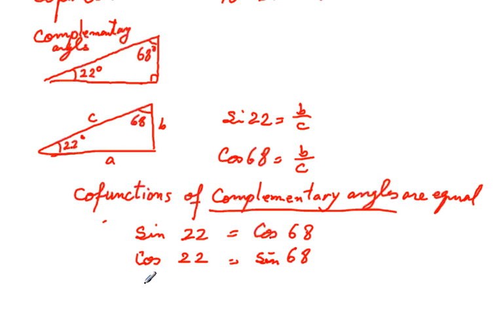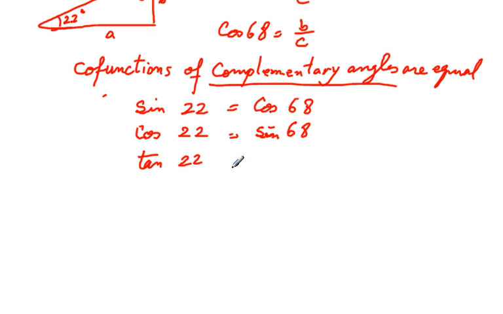I ask you to fill in the detail here. Tangent of 22. You tell me what should show up on the right hand side. Who do you think is a cofunction of a tangent? I'm just taking a wild guess. Cotangent. And the complementary angle of 22 is what? 68. If I had started with cotangent of 22, what do you think should show up on the right-hand side? Tangent of 68. You cook up the other one for me.